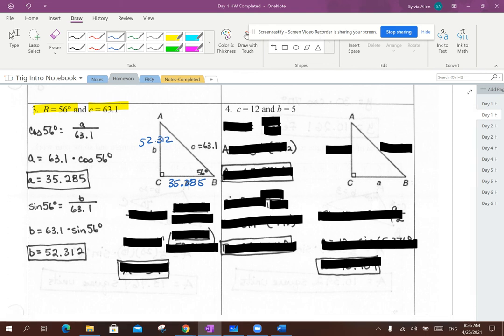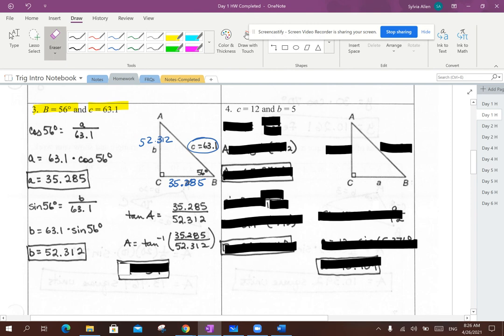So if I do angle A, I would want to do sine or cosine because the hypotenuse was given to me. However, I'm going to show you that it really doesn't matter if the other two sides are right. So tangent of A is equal to opposite over adjacent. So A, we have to do tangent inverse, and then in the calculator, you would get 34 degrees. And again, you should be able to predict what that number is going to be.